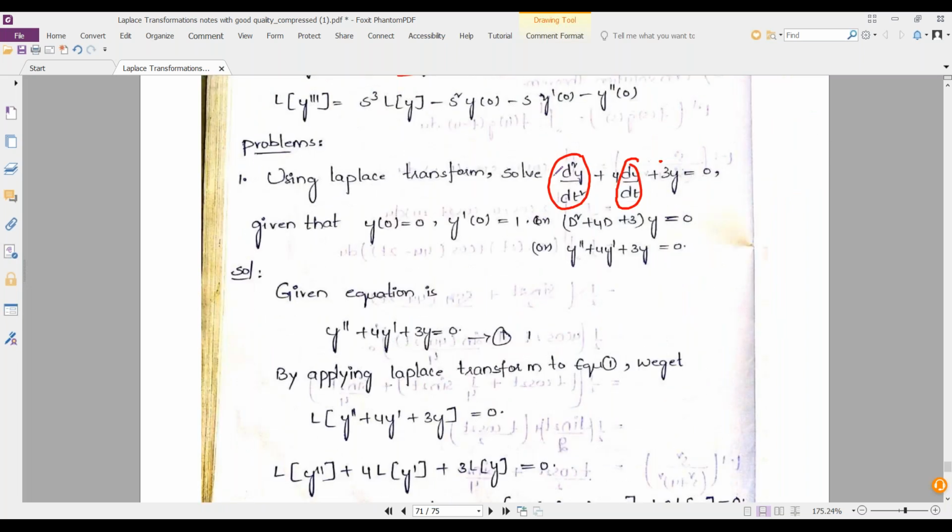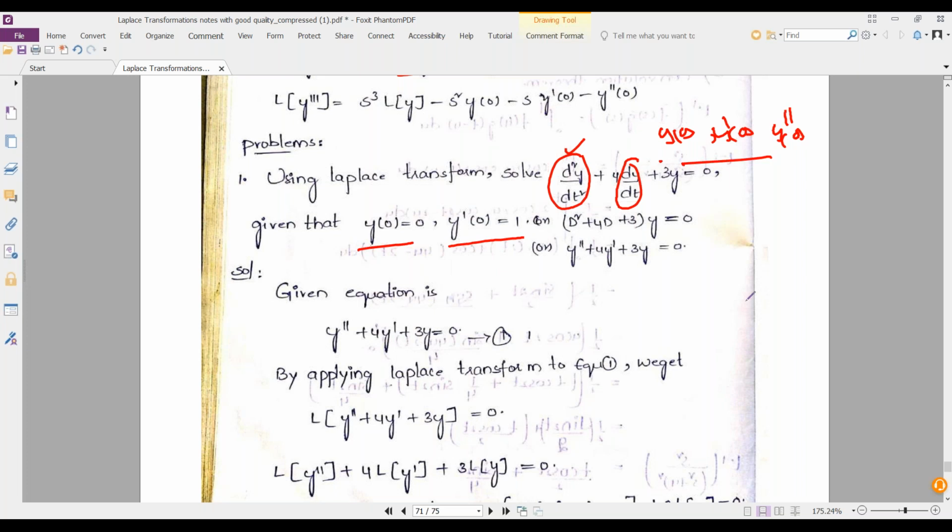Using Laplace transform, solve this differential equation, with y of 0 equals 0 and y dash of 0 equals 1. Because it's a second derivative, values up to the first derivative at 0 need to be defined. Suppose it is a third derivative, then y of 0, y dash of 0, and y double dash of 0 must be known. These values must be known.